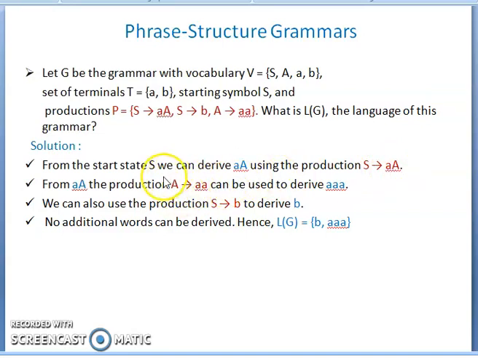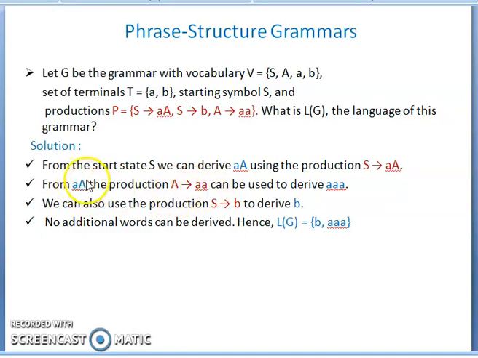And instead of capital A, you can substitute two A's. From small a and capital A, we use the production capital A implies small a, small a. Instead of capital A, you substitute two small a's.